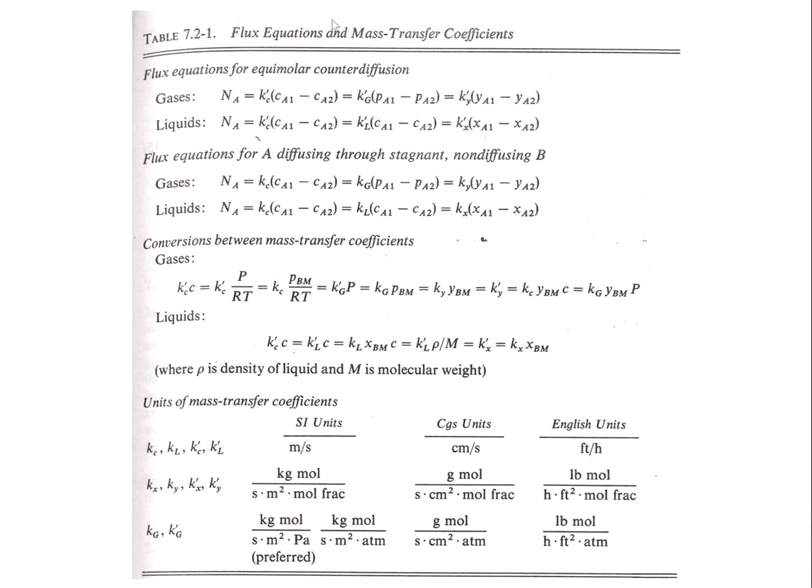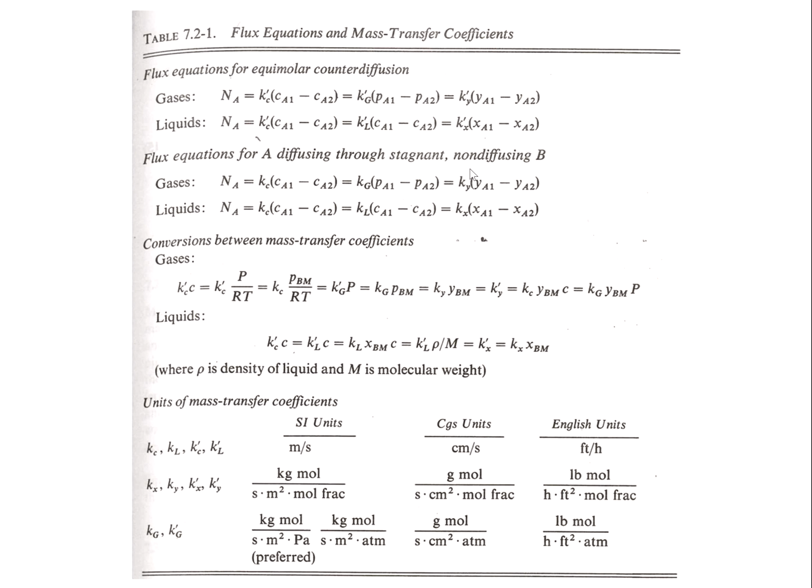Next, we can look into Table 7.2-1 from your textbook. Okay, so you have equations for EMCD and you also have equations for stagnant B. Pause this video and see how you can equate the coefficients in EMCD and stagnant B. I believe you have looked at the difference.